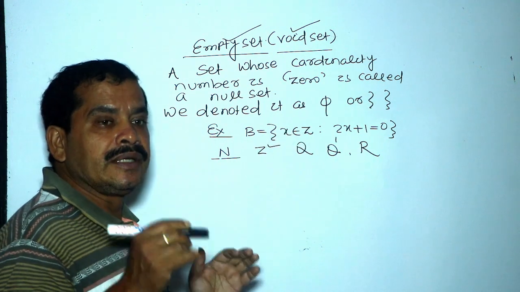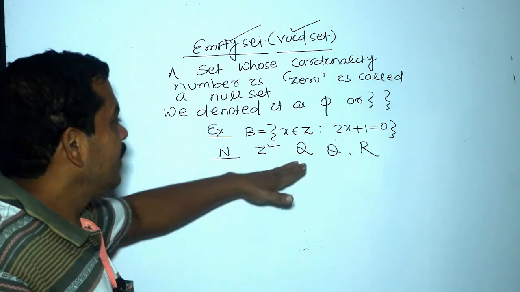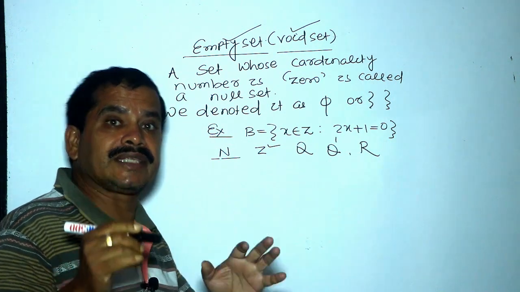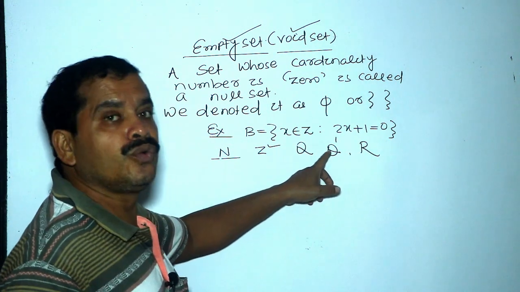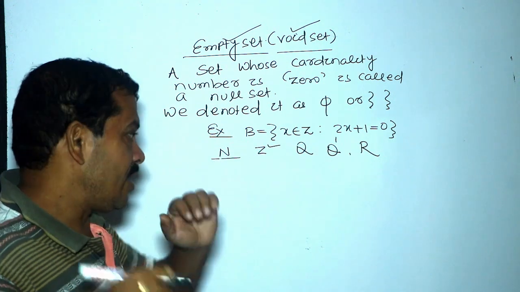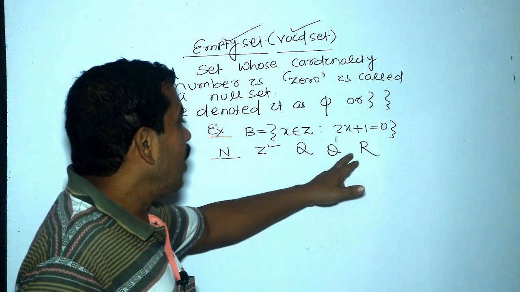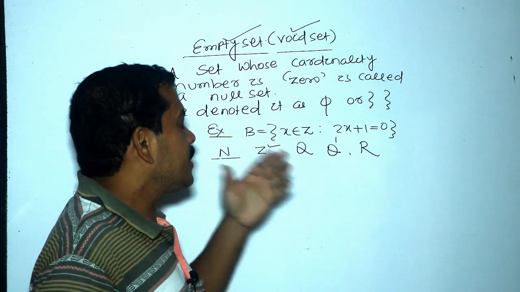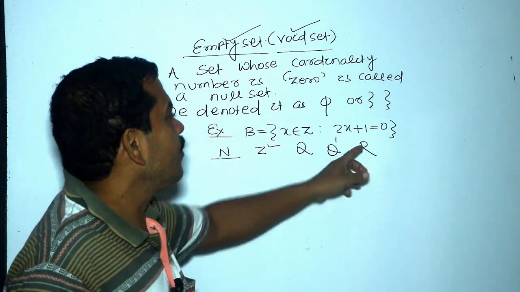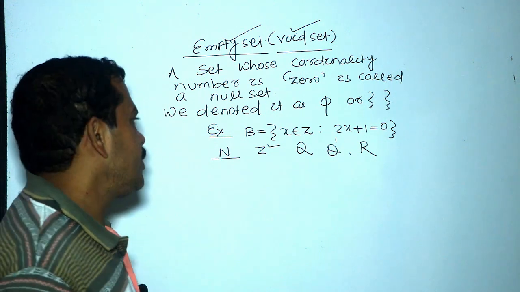Q set means the set of rational numbers, like 1 by 2, 3 by 5. Q prime means the set of irrational numbers, that is root 2, root 3, root 5. And the union of all these number systems is denoted as the real numbers, R. And we use the following notation for the number systems.